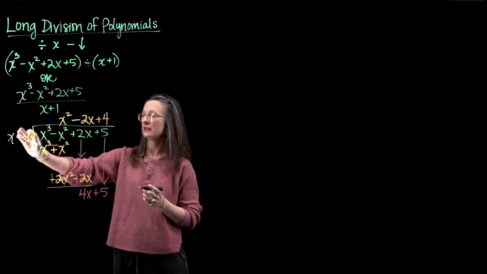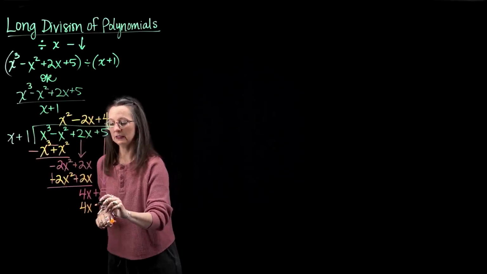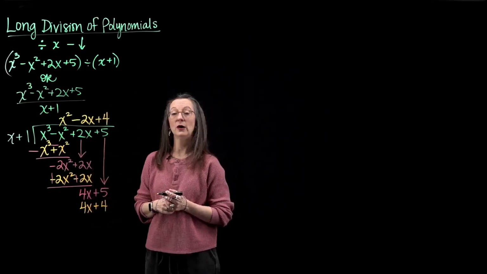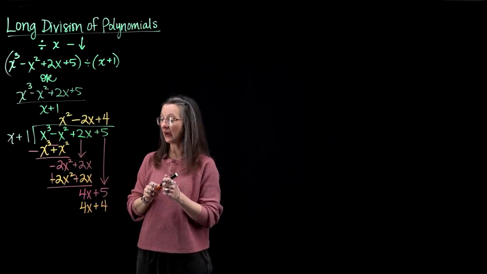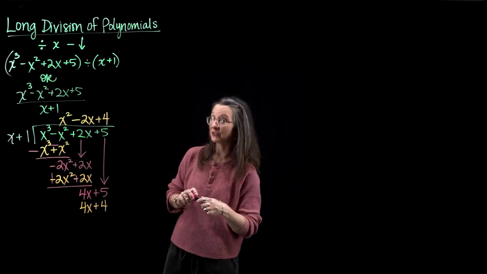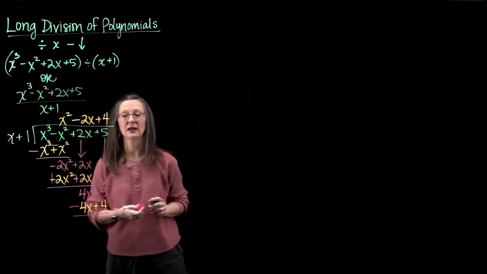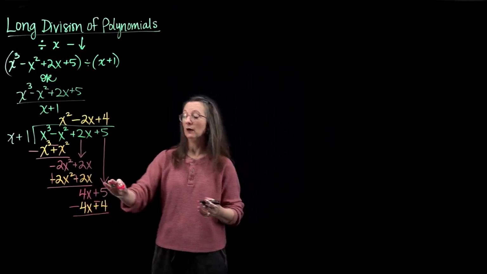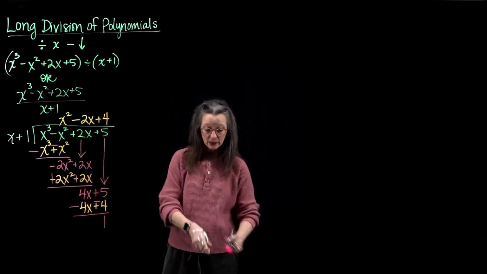Multiplying 4 times x gives me 4x. 4 times 1 gives me positive 4. So I'll write that 4x plus 4 below the 4x plus 5. We've done the multiplication part. Now let's do the subtraction. Draw the line, change all the signs. 4x minus 4x is 0. 5 minus 4 is 1. That means I have a remainder of 1.